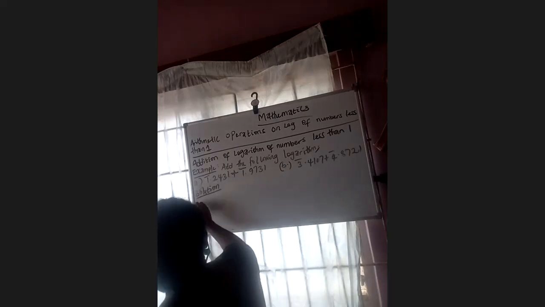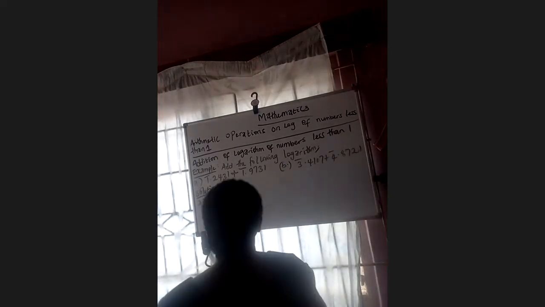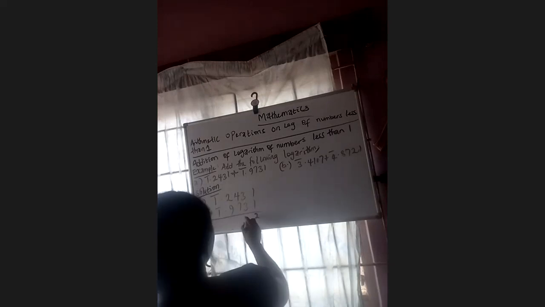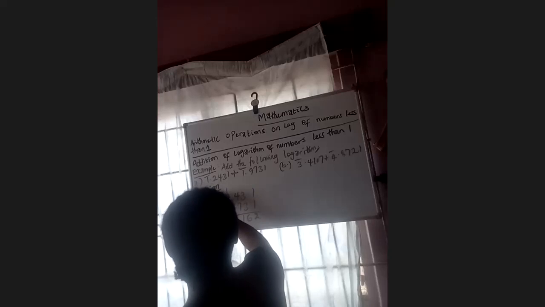So to add the first one, which is bar 1.2431 plus bar 1.9731. This bar, I said, means negative. So in adding this, we have 1 plus 1, which is 2. We have 3 plus 3, which is 6. We have 4 plus 7, which is 11. We write 1. We keep 1. 2 plus 1, 3 plus 9. That's 12. We write 2. We keep 1.